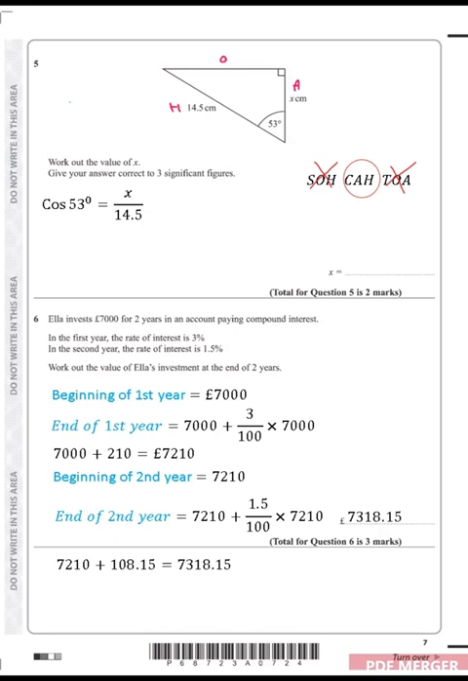To work out x, you need to multiply by 14.5 to get rid of the fraction. So x equals 14.5 times cos 53. In your calculator, this will equal 8.7263178357. But the question is asking to give your answer correct to 3 significant figures. So 6 determines whether we need to round our answer up or down. Because it's greater than 5, the final answer will be 8.73 to 3 significant figures.